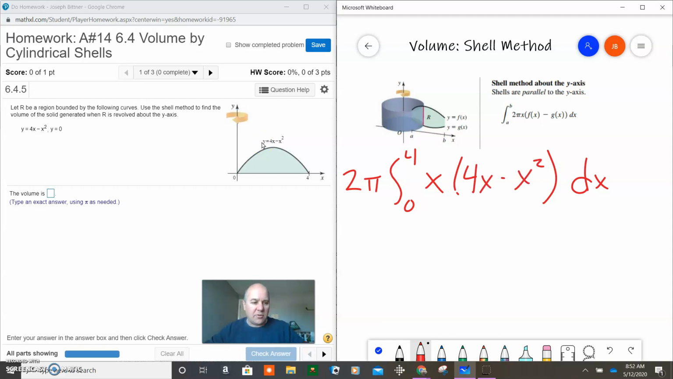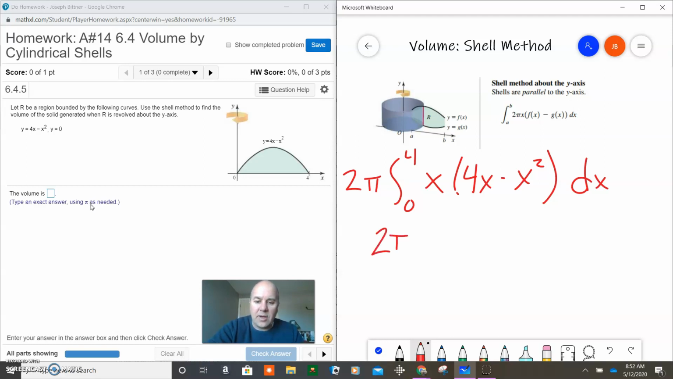Again, I'm just going to type this into my calculator. As you can probably imagine, MyMathLab does want this written in terms of pi. It's not too surprising. Let me write this out. So 0 to 4. Just make sure you get all the parentheses and everything else in there correctly. 4x minus x squared, and then dx. So what I get with the integral is 64 over 3.